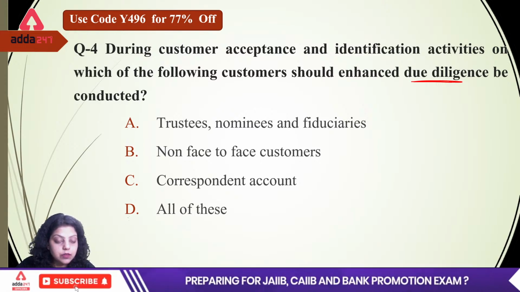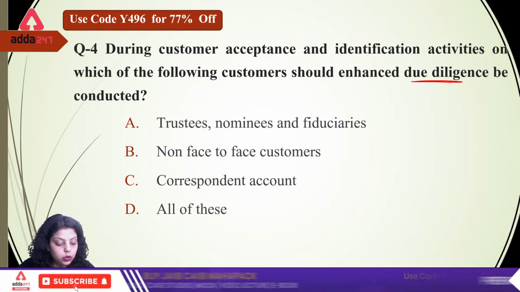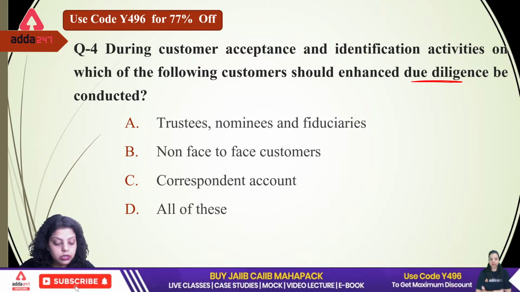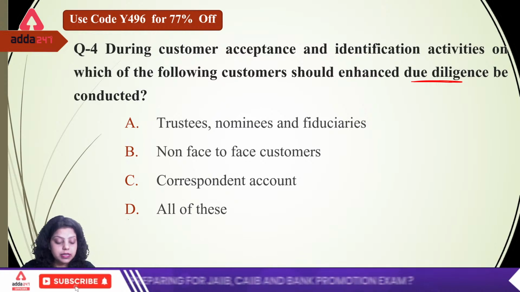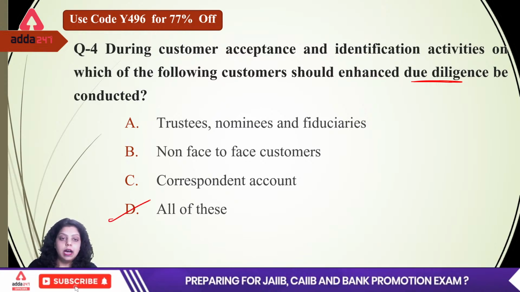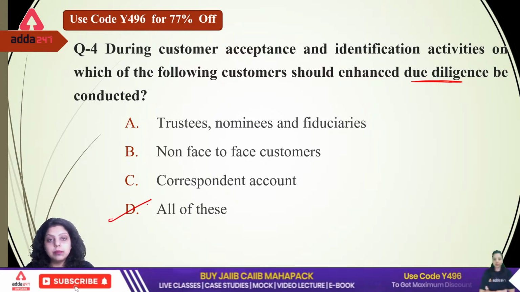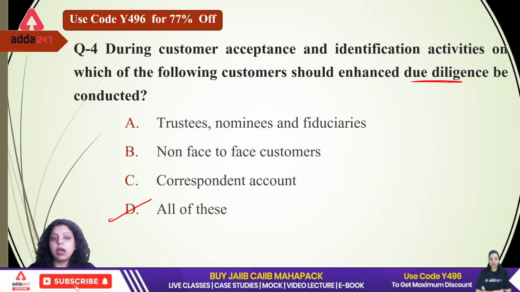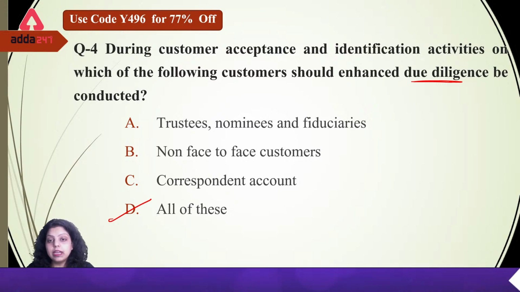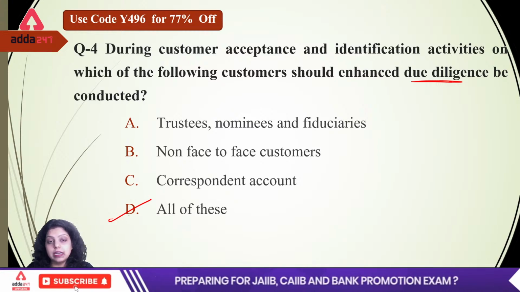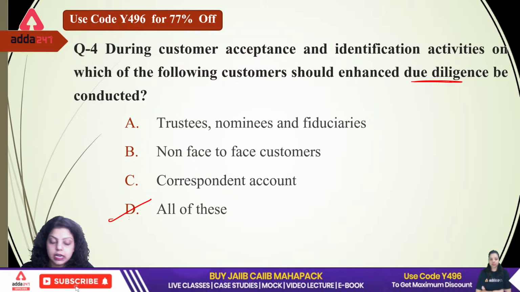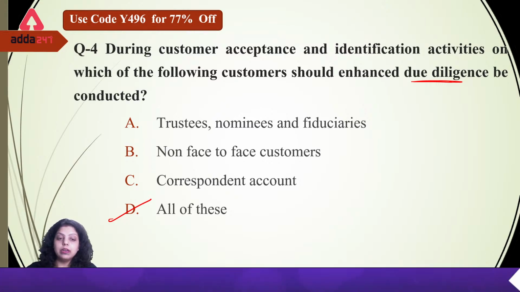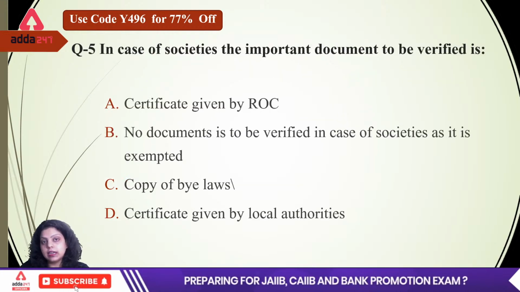What will be the right answer for the fourth question? Om is saying D, okay. What about the rest? So the right answer will be D, that is all of these, because during the customer acceptance and identification activity, you have to enhance the due diligence to be conducted for all of these customers. It can be trustee, nominee, fiduciary, it can be non-face-to-face customer, it can be correspondent account, okay. And what a correspondent account is, we have discussed in the earlier classes already.